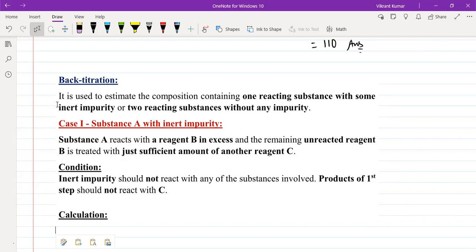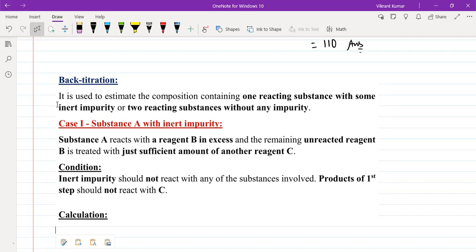जैसे बोल देगा एक सैंपल है H2SO4 का, इट इज हैविंग सम इनर्ट इम्प्योरिटीज, अब उसको ट्रीट किया बेस से, फिर बेस एक्सेस में लिया था तो बचा हुआ बेस के लिए द रिक्वायरमेंट ऑफ HCl सॉल्यूशन इज दिस मच, ऐसा कुछ वो बोलेंगे. सो व्हाट आई एम सेइंग कि it will start with a sample in which you can have two types of cases.